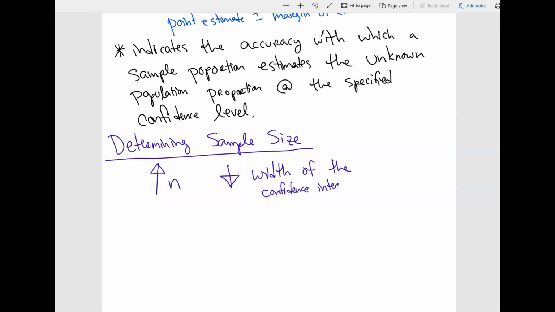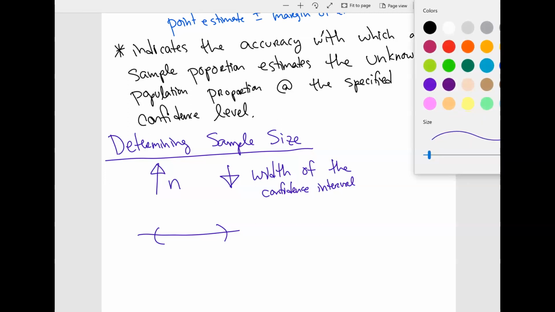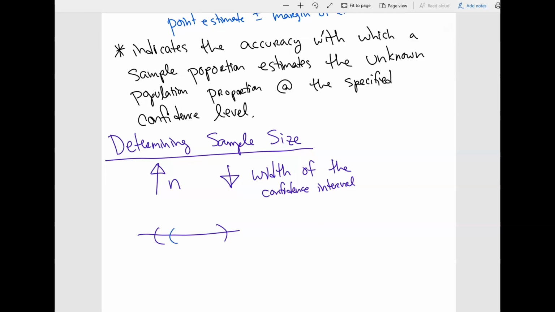And this makes sense because if I get more and more samples, that's making my estimate a lot better, which actually is decreasing the width. So if I look at my confidence interval and I get more and more samples, then what's happening is that I'm getting closer and closer to the true value. So this is decreasing the width. Okay, so it's getting lower and lower and lower.